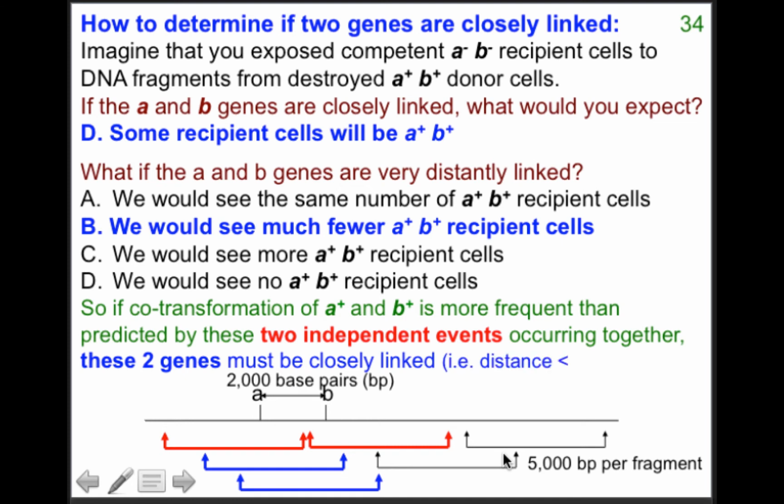All right. So once again, if you're seeing more A and B together than you would expect if they were happening independently, then we can predict that the distance between the genes is to some extent smaller than the sizes of the fragments. That's why it's more likely that two of them would appear on the same fragment. Right? So distance is smaller than fragment size is your conclusion.